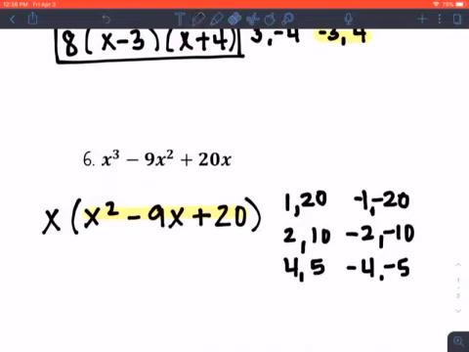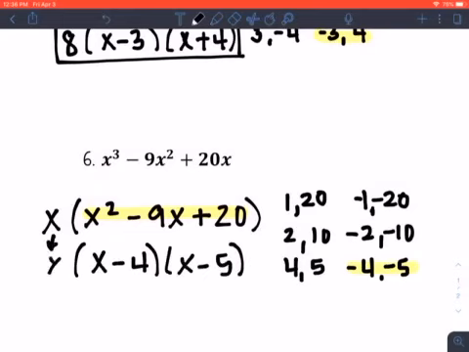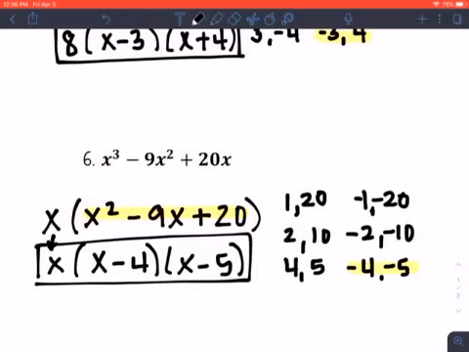The combination that when I add them together is going to get me a negative 9 is going to be that negative 4 and negative 5. So I can rewrite this trinomial as x minus 4 times the quantity x minus 5, and I still want to carry down that x out in front that I factored out in the beginning. So hopefully that made sense. Remember, our first step is to always see if we have a greatest common factor.